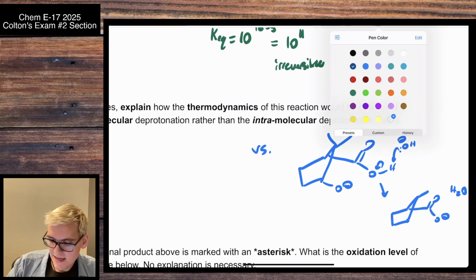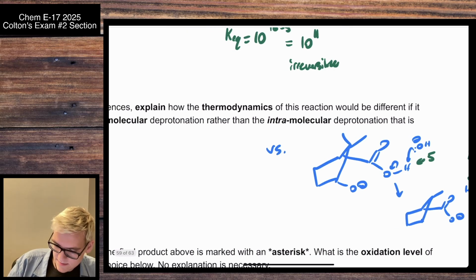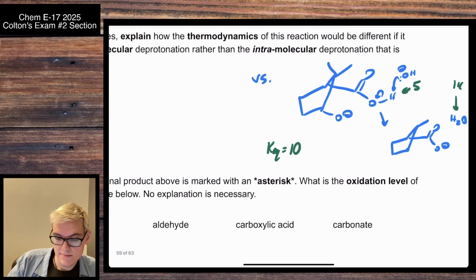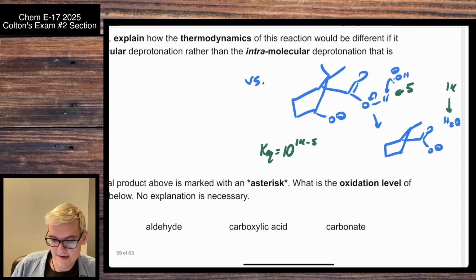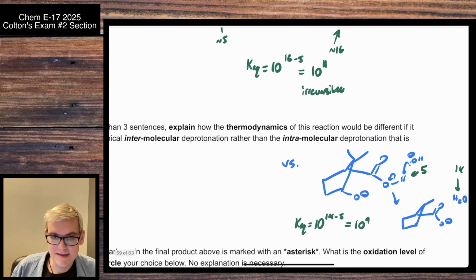Well, now let's do our pKa analysis here. Here our pKa was again 5. And then over here, the pKa of water is 14. So here, the Keq is 10 to the pKa of the product acid, 14, minus the reactant acid, 5. So that's 10 to the 9th. So it's still pretty forward, but it is less so than this 10 to the 11th.